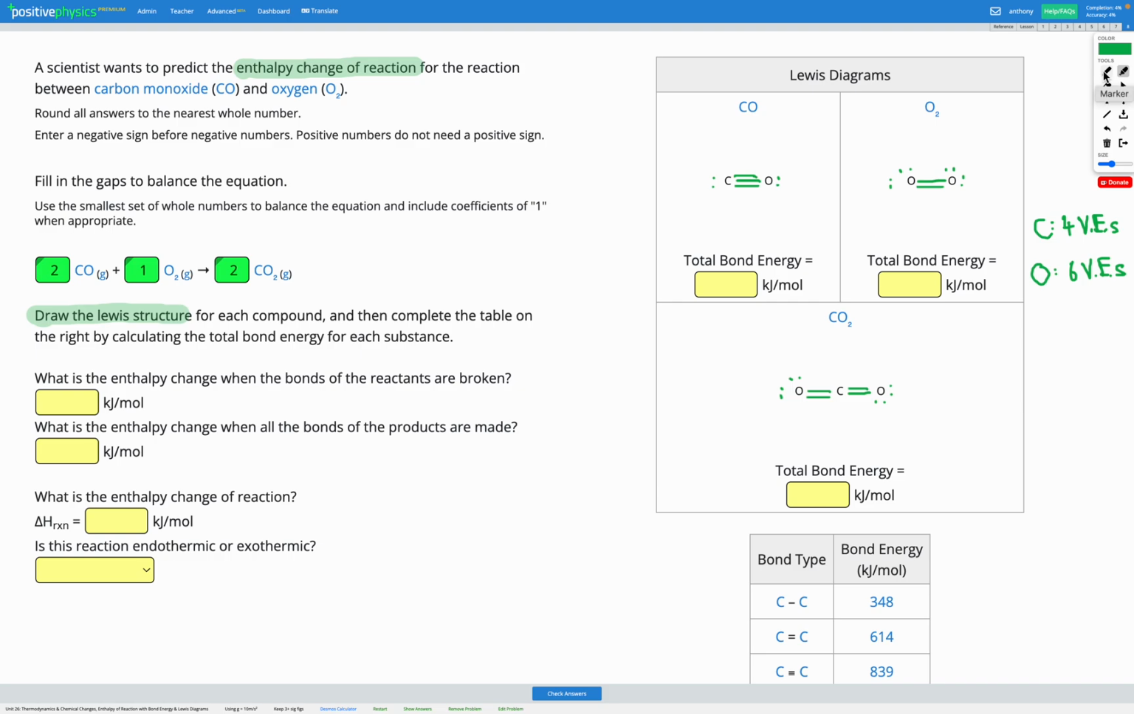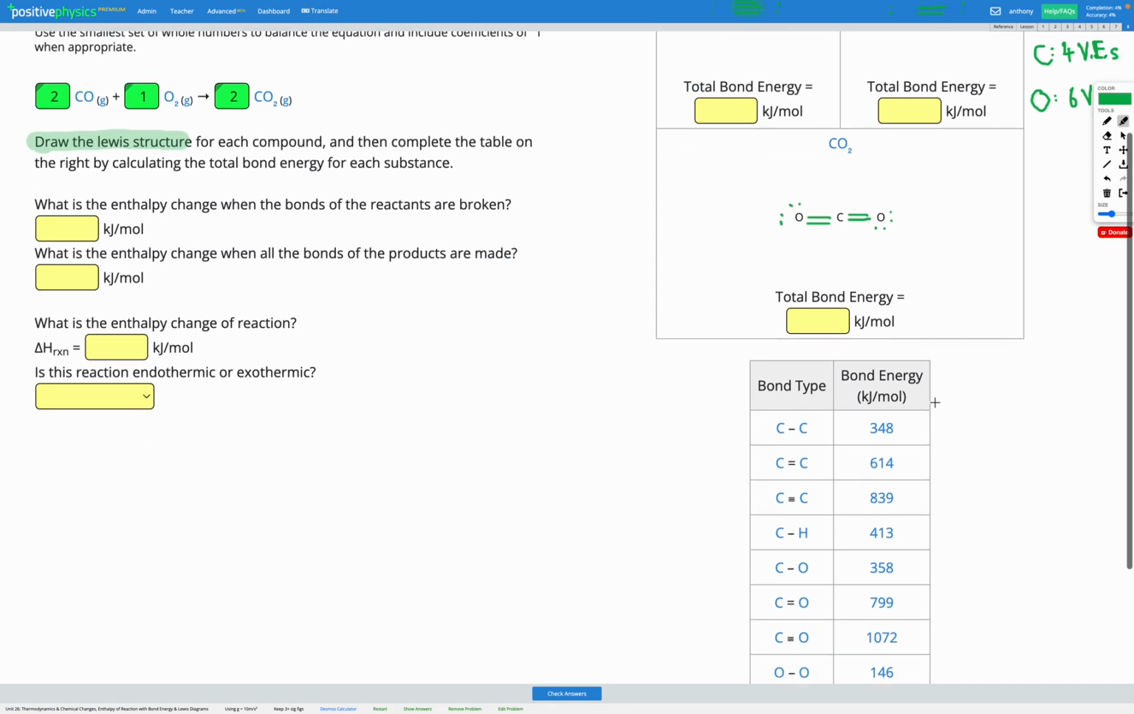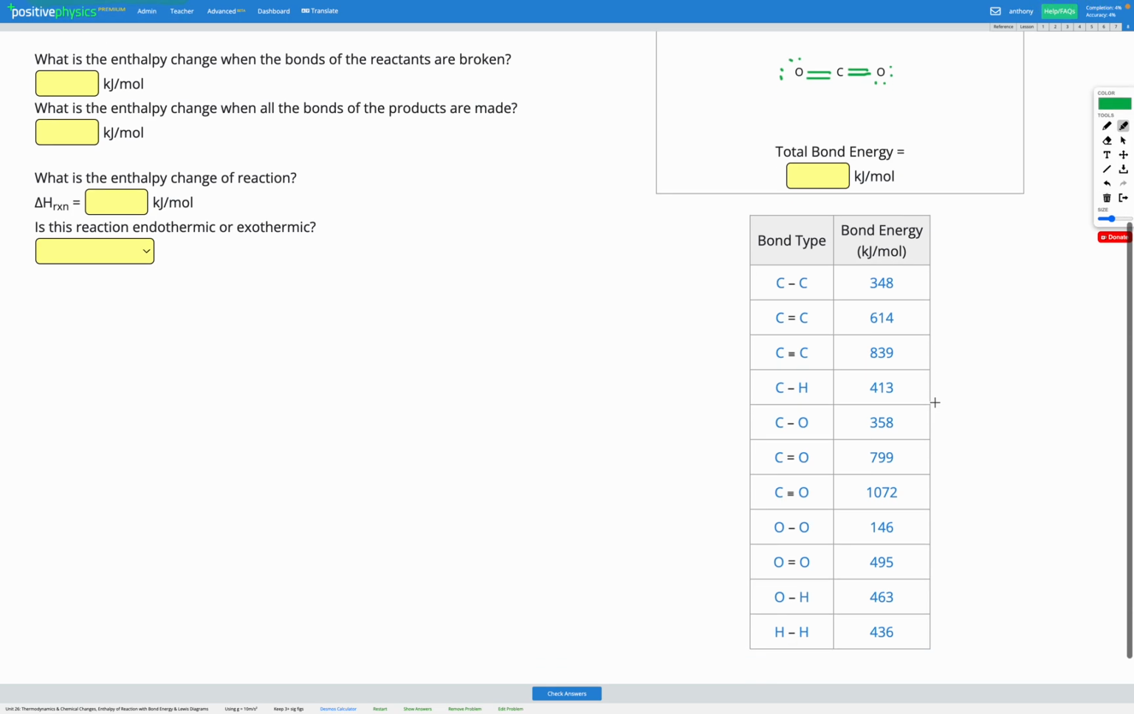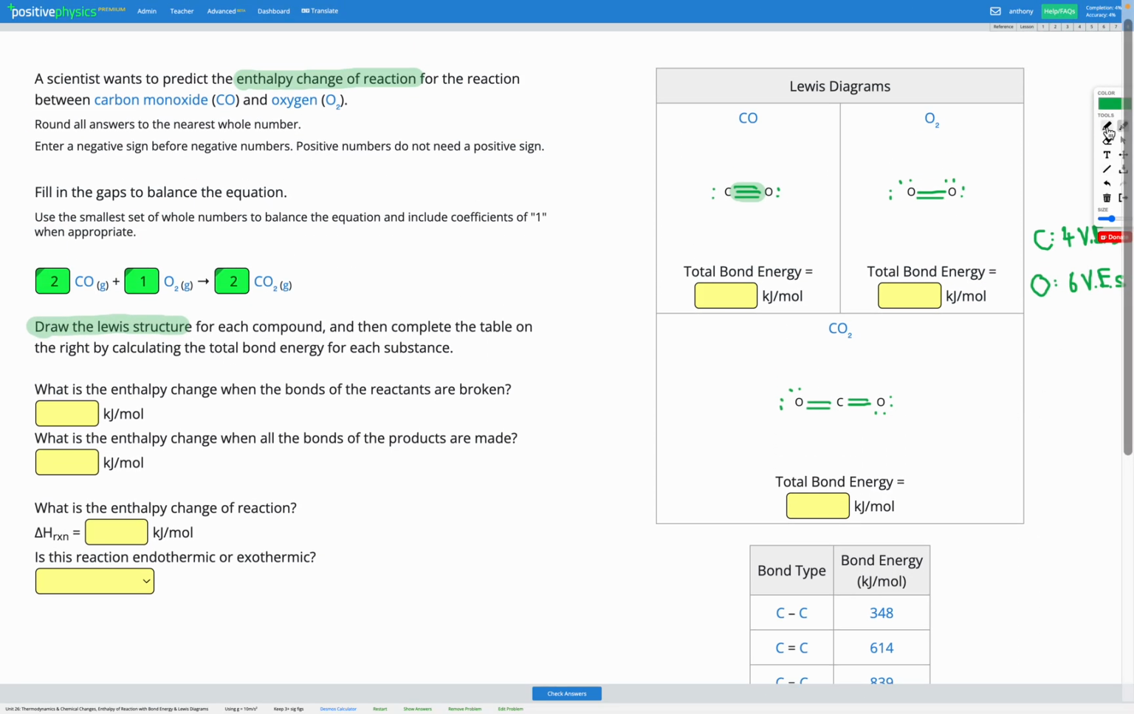So now we can go ahead and calculate the total bond energy for each of our compounds. For carbon monoxide, we have 1 triple carbon-oxygen bond. So looking down in our table down here, here's our triple carbon-oxygen bond. It has a bond energy of 1072 kilojoules per mole. So our total bond energy for carbon monoxide is 1072.